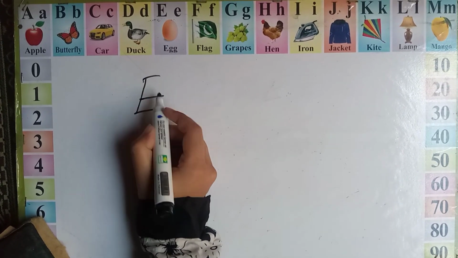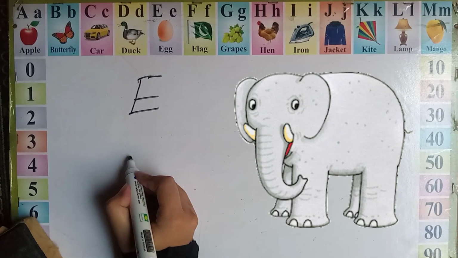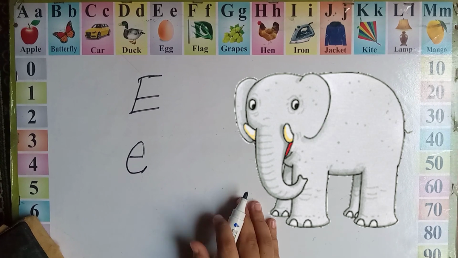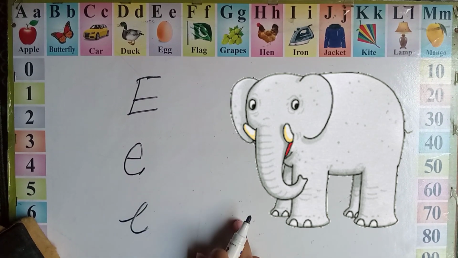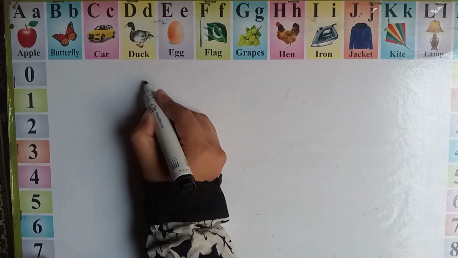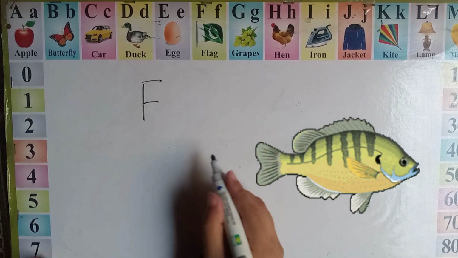E is for elephant. E for elephant. E for elephant. F is for fish.